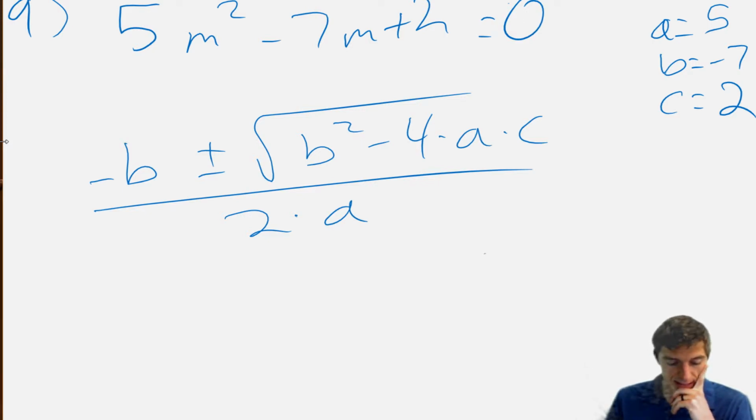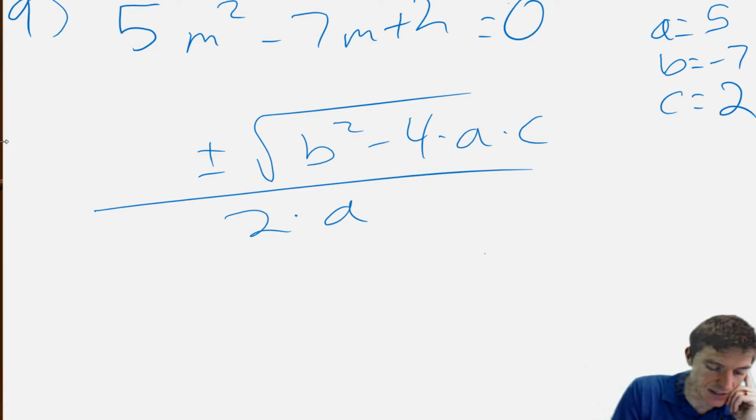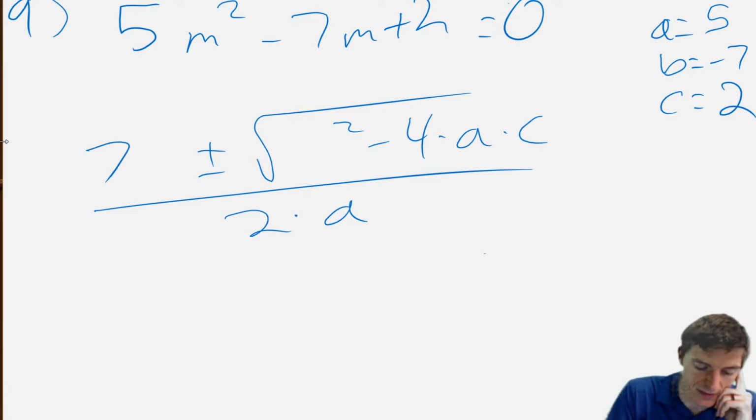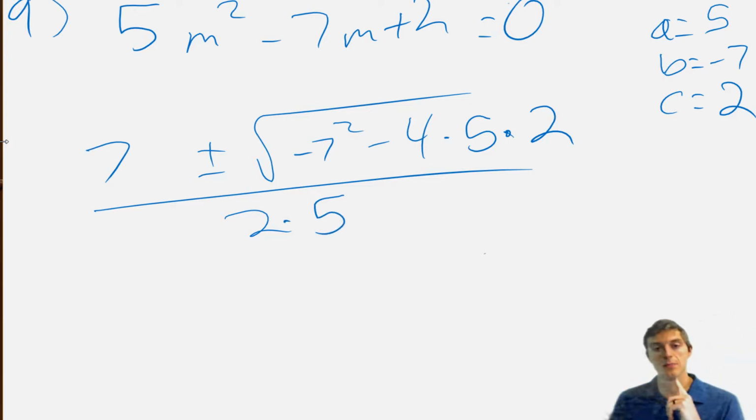Okay, so let's take a look. I'm going to just plug these things in. It's the opposite of b, and b is negative 7. So the opposite of negative 7 is a positive 7, plus or minus the square root of b squared, which is negative 7 squared, minus 4 times a times c. A is 5, c is 2. Divided by 2a, a is 5. So I just put in all of those things.